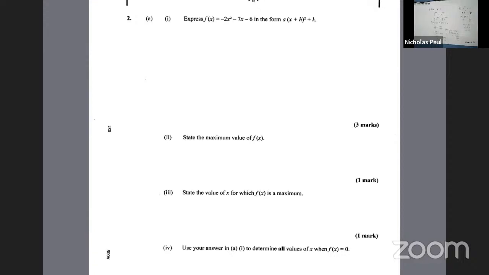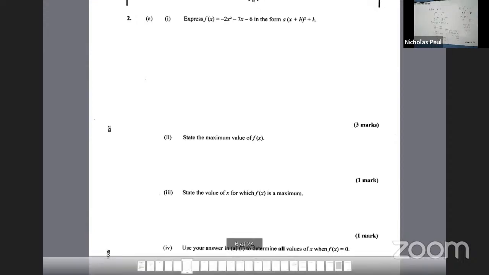Ready? Right. This should be an easy one, just to make sure you get the right H and K values. A is what? A is -2. H is what? H is -b over 2a. So that's -7 over -4. So it's +7 on 4. And K is what? How much?